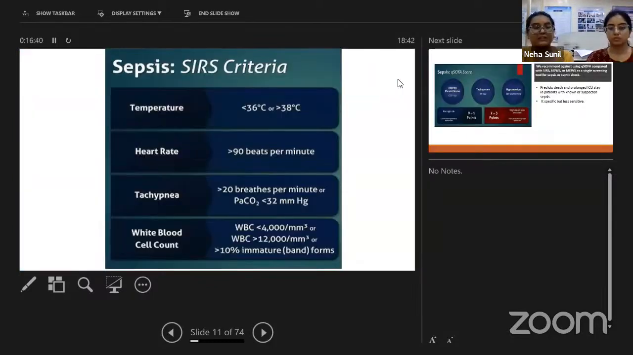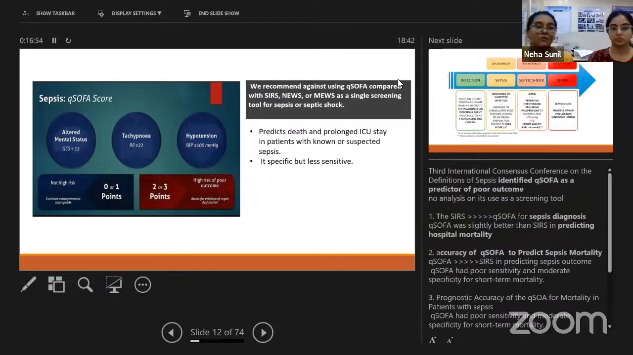The SIRS criteria, that is systemic inflammatory response syndrome criteria, which was previously used, is abandoned, but the following parameters are under it: temperature, heart rate, tachypnea, and white blood cell counts. The quick SOFA score has the parameters of altered mental status, GCS less than 15, tachypnea, a respiratory rate of more than 22, and hypotension, with systolic blood pressure of less than or equal to 100 mmHg. Here, 2 or more points indicate high risk of poor outcome.